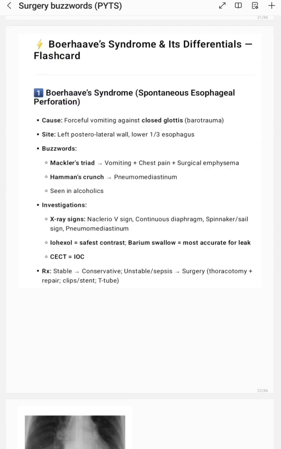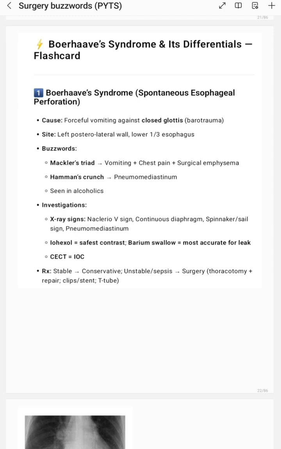Okay, now today we are again discussing one more important PYT of surgery, that is Boerhaave syndrome, and we'll discuss its differentials too. So what is this Boerhaave syndrome? This is a very important topic. It means that there is spontaneous esophageal perforation, and the cause behind this is forceful vomiting against a closed glottis.